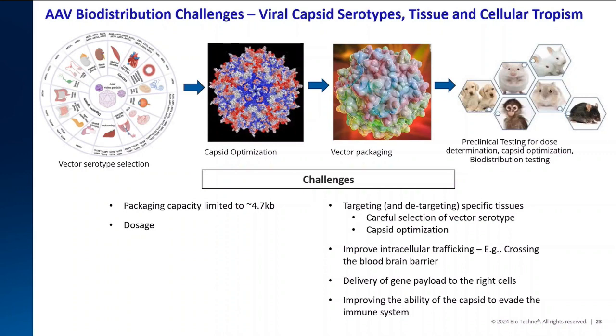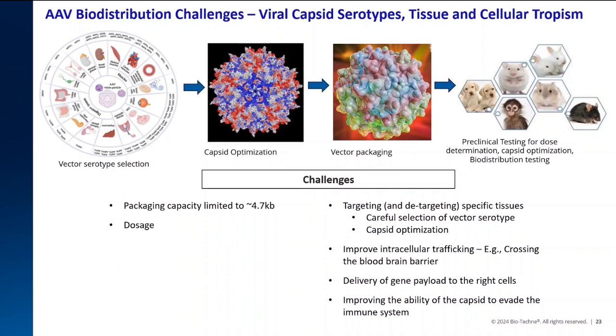Second, steps to improve selectivity by careful selection of the vector serotype, as it is known that each serotype differs in its tropism, or the type of cells that it infects. And third, steps for capsid optimization to further improve targeting and efficacy of the AAV vector.